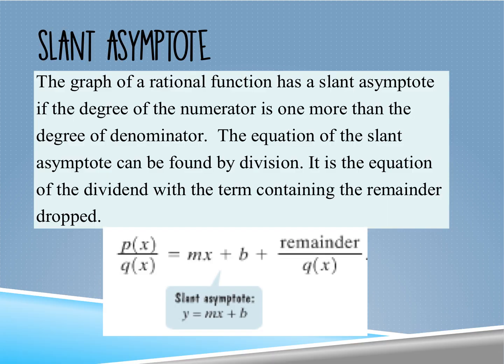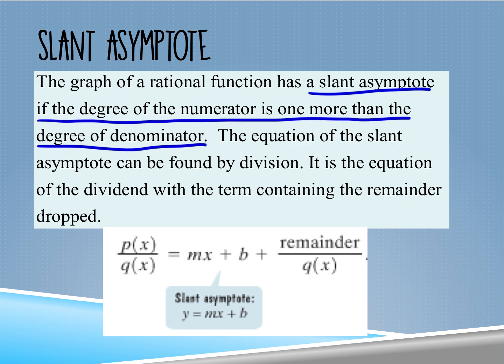So the graph of a rational function has a slant asymptote if the degree of the numerator is 1 more than the degree of the denominator. And just like we talked about before with horizontal asymptotes, if the degree in the numerator is greater than the degree in the denominator, we're not going to have a horizontal asymptote. So you're not going to have a horizontal asymptote if you have a slant asymptote. When the degree in the numerator is 1 more than the degree in the denominator, you'll have a slant asymptote. The equation of a slant asymptote can be found by division.